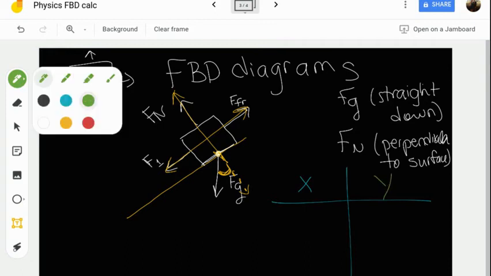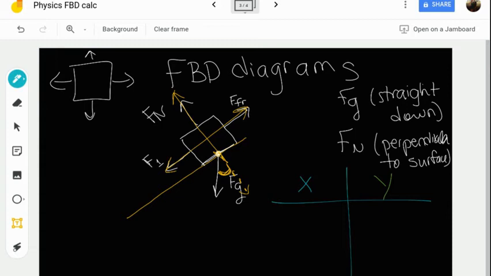Your x direction, if you tilt your head, is what I'm circling in blue. So we have force normal. And then our force of gravity is in the x direction. It's just at an angle. We'll get into that later.